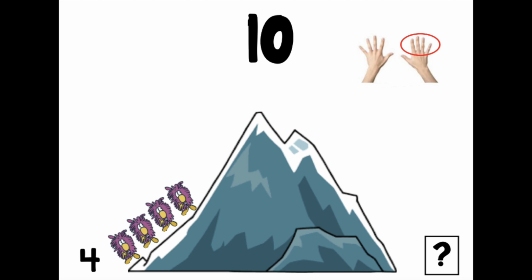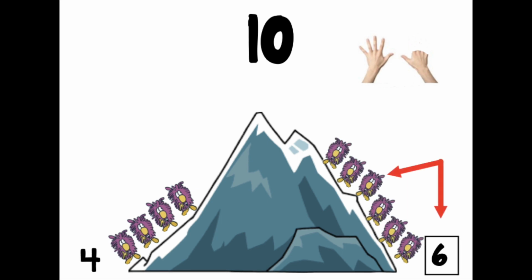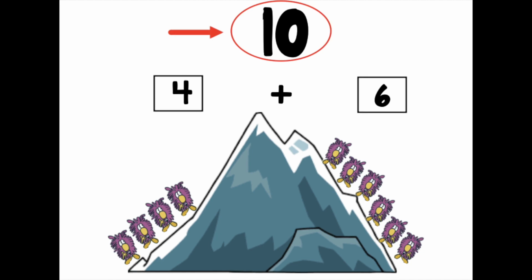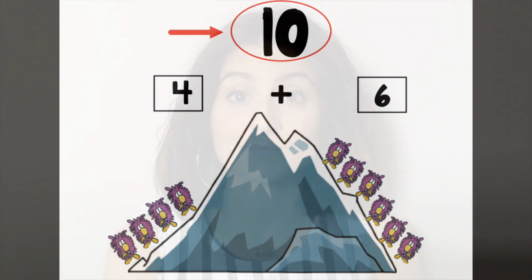And after I put down or take away 4 fingers, I am left with 6 fingers. This tells me that there are 6 tiny tumblers playing on the other side. And when you take 4 tiny tumblers plus 6 tiny tumblers, that gets you 10 tumblers all together. Now let's practice together.